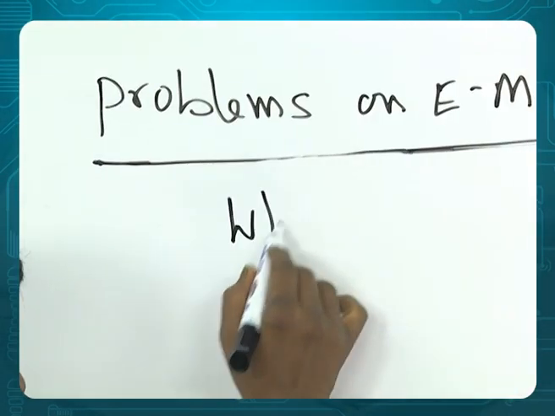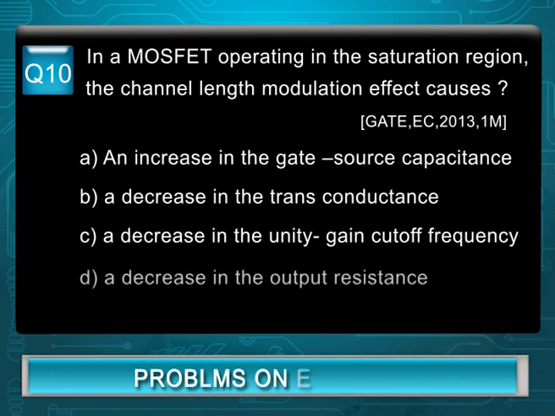Problem number 10. In a MOSFET operating in saturation region, the channel length modulation effect causes: A. an increase in gate-source capacitance, B. a decrease in transconductance, C. a decrease in the unity gain cutoff frequency, D. a decrease in the output resistance. GATE 2013.